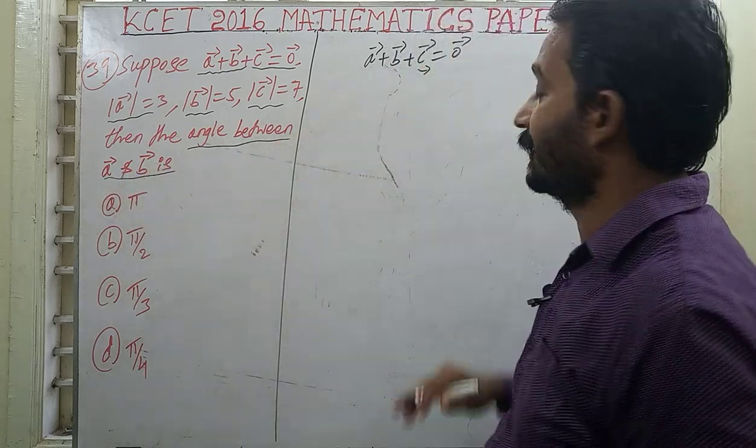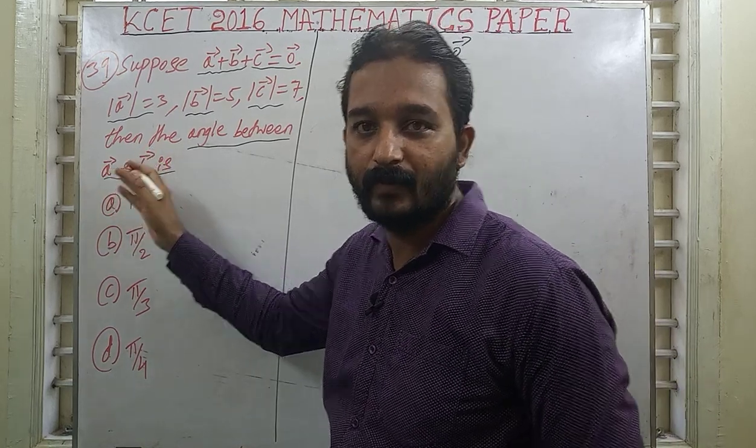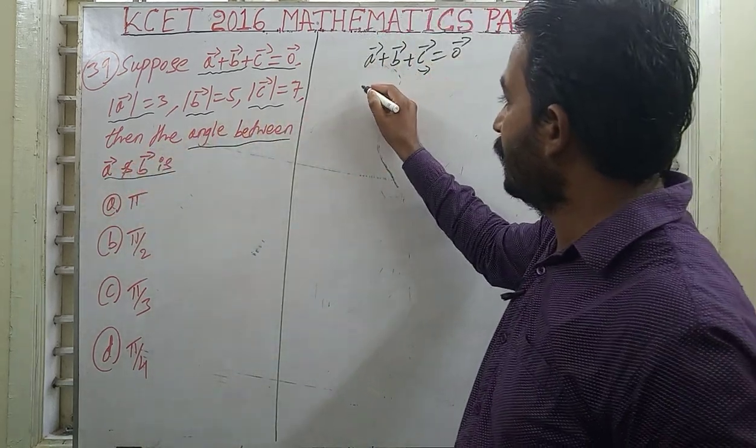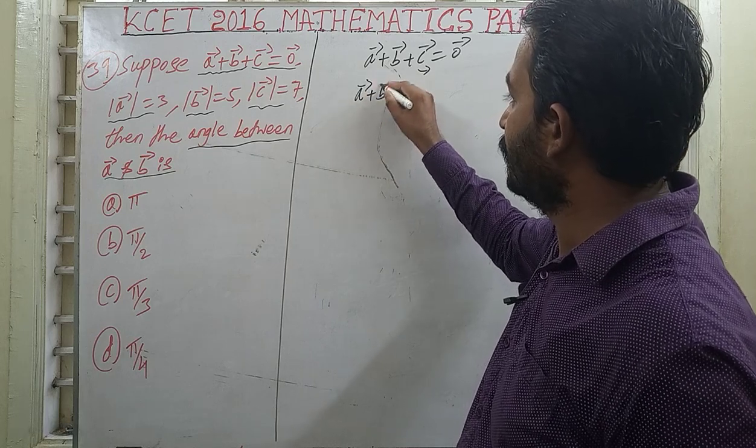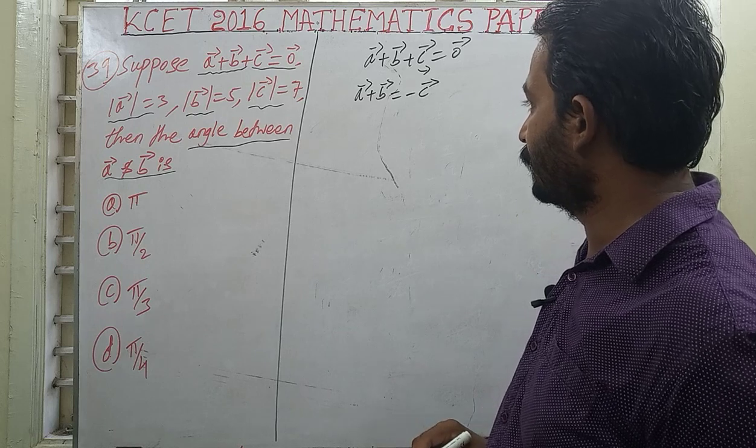AC, B move towards right hand side. Here A and B are given, and we have to find out the angle between A and B. Then C moves towards the right hand side. The left hand side becomes A plus B is equal to minus C. Now apply magnitude on both sides.